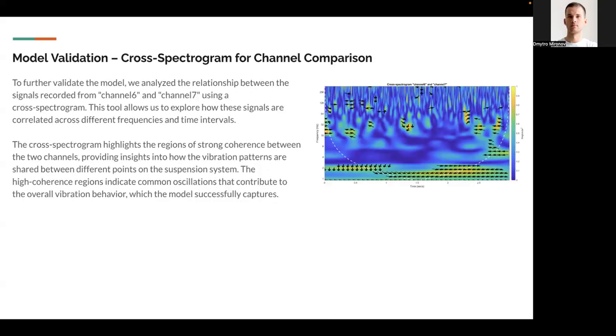To further validate the model, we analyzed the relationship between the signals recovered from channel 6 and channel 7 using a cross spectrogram. This tool allows us to explore how these signals are correlated across different frequencies and time intervals. The cross spectrogram highlights the regions of strong coherence between the two channels, providing insights into how the vibration patterns are shared between different points on the suspension system. The high coherence regions indicate common oscillations that contribute to the overall vibration behavior, which the model successfully captures.